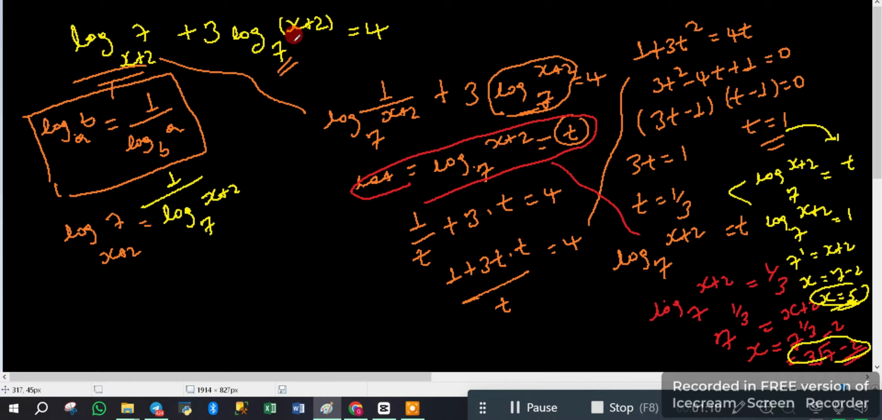So if you check the domain, the first one, 7 is greater than 0, it's okay, but the second one, x plus 2, must be greater than 0, x greater than minus 2. So this is the domain, so both of the values, the cube root of 7 minus 2 and x is equal to 5, both of them are greater than this value. So you have to consider both of these values as the solution set of this logarithmic function.